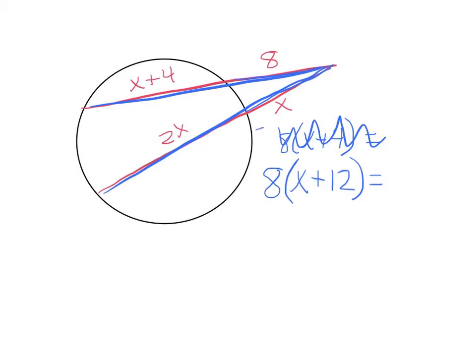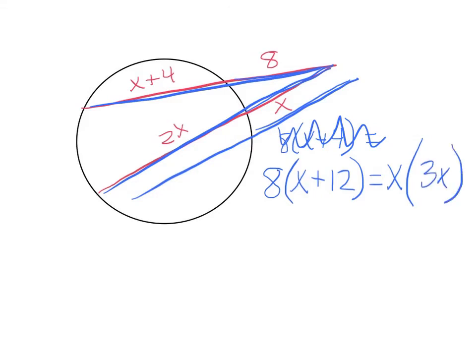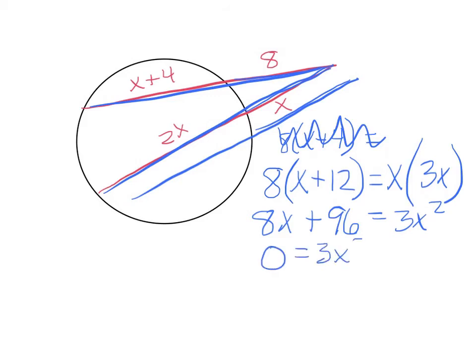So the next one, we can see that the external secant segment is x, but then what's the whole segment? Well, it's going to be 2x plus x, which is 3x. And so now here's our problem, and we can proceed to solve. So by distributive, we get 8x plus 96. And over here, we get 3x squared. And as we can see, this is going to be a quadratic equation. So we want to get everything with the x squared. So we go 0 equals 3x squared minus 8x minus 96, subtracting those from both sides.